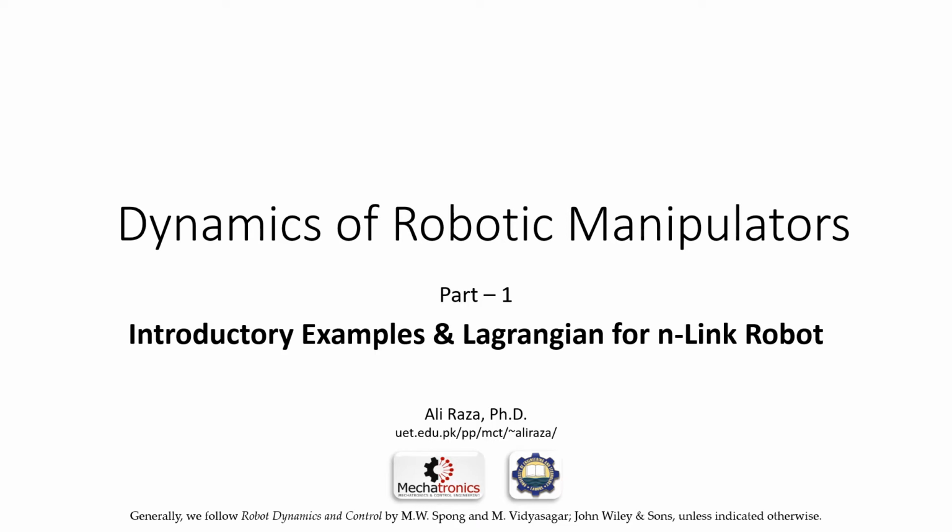Today we're going to start the discussion on dynamics of robotic manipulators. And this is going to be part one of the discussion. In that, we're going to start with introductory examples, and then we're going to construct the Lagrangian, which accounts for two expressions in it, one corresponding to kinetic energy, the other which corresponds to potential energy for n-link robots. So we're going to use these concepts later on in other parts to construct the equations of motion for dynamic response of robotic manipulators. So let's start the discussion.